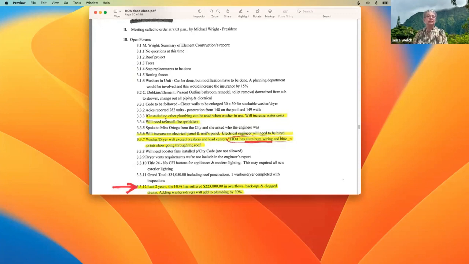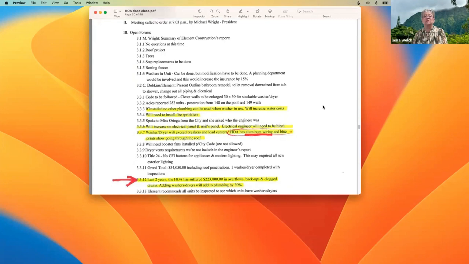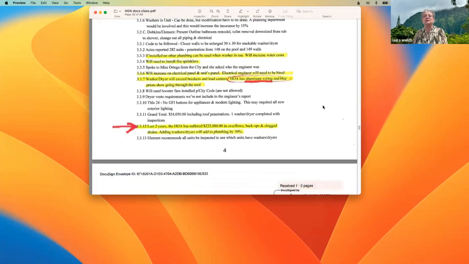Okay. Here's another thing that makes me like, what's going on? If installed, no other plumbing can be used when washer is in use. We'll need to install fire sprinklers. What's going on? They don't have fire extinguishers? We'll increase the electrical panel and units panel. Electrical engineer will need to be hired. Well, who's paying for that? That's not cheap.